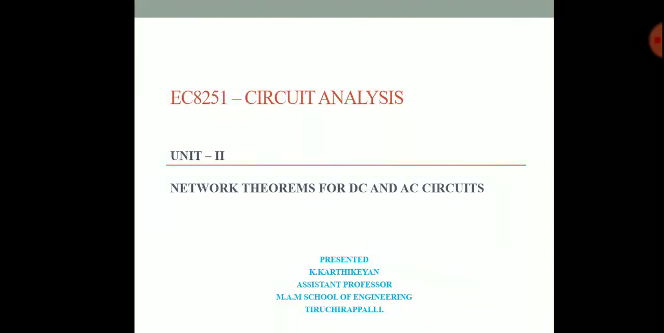From this lecture, EC 8251 Circuit Analysis, Department of ECE, second semester, Unit 2, Network Theorems for DC and AC circuits. First of all, what is a network theorem? Simple DC and AC circuits can be solved very easily using Ohm's law and Kirchhoff's law. A network analysis is concerned with the determination of voltage and current in the branches of a network. Networks having a larger number of sources and elements can be solved by applying network theorems.